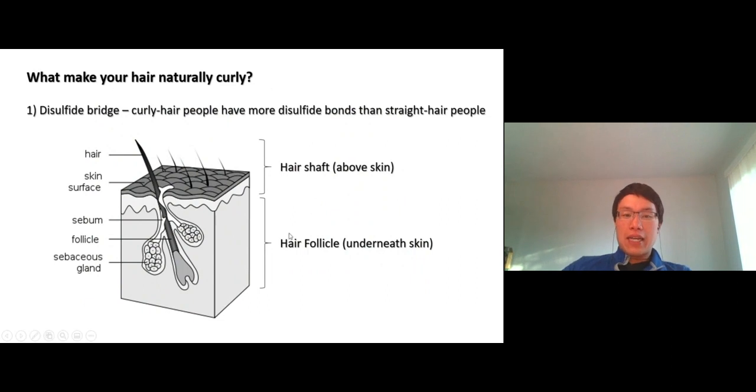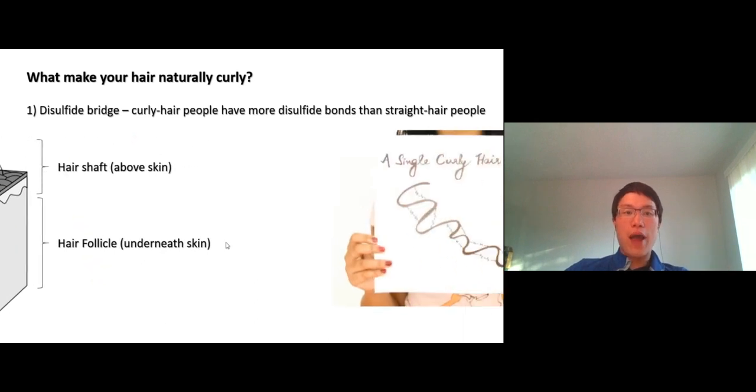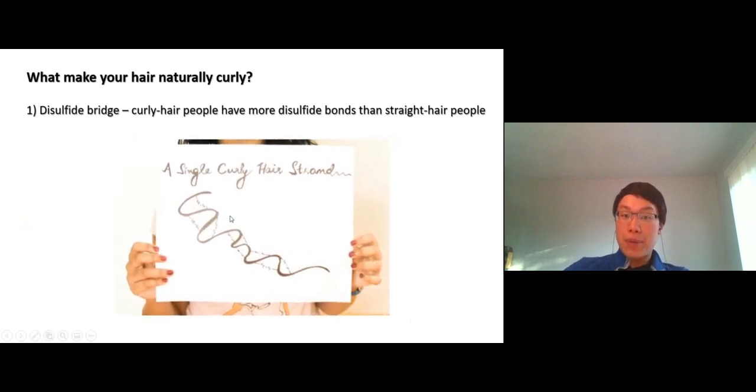Let's say this is your hair. For our communication, anything above the skin, let's call it hair shaft. Anything underneath the skin, we call hair follicle. So start with the hair shaft. Curly hair people, you have more disulfide bonds than the others. So your hair has a higher percentage of cysteine than the people who have straight hair. So you have more disulfide bonds.